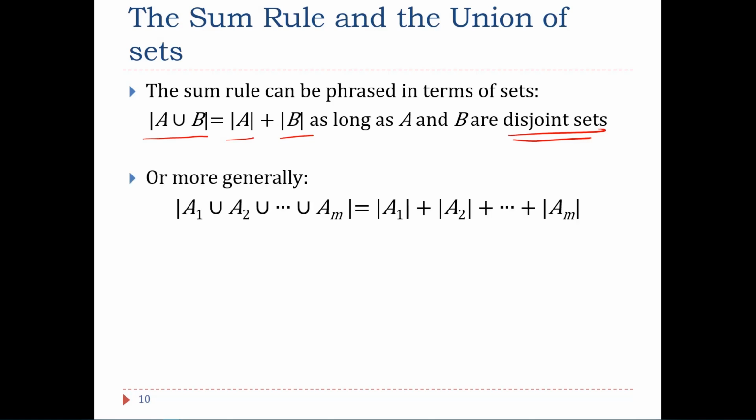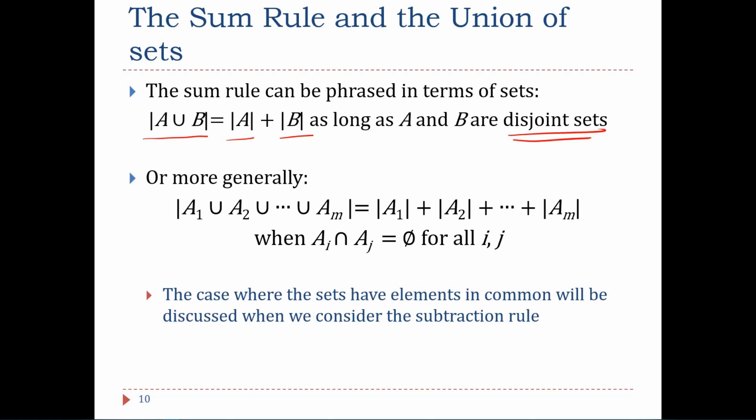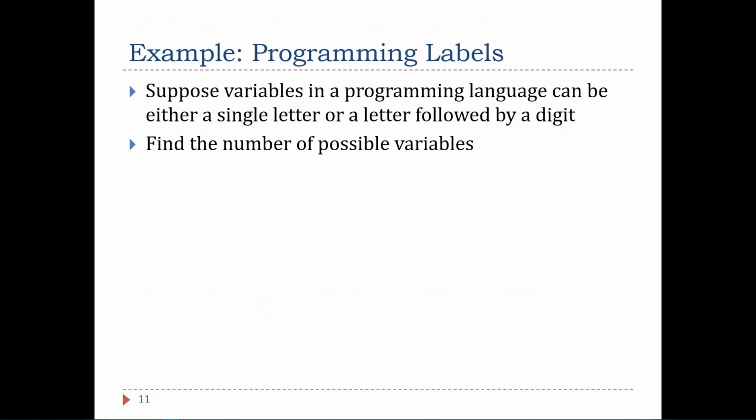So in general, the size of the union is equal to the sum of the sizes of the sets, as long as we guarantee that they are pairwise disjoint. And in the case where we have common elements, we have to use the subtraction rule. One example on the summation rule: suppose variable names in a programming language can be either a single letter or a letter followed by a digit. Find the number of possible variables.